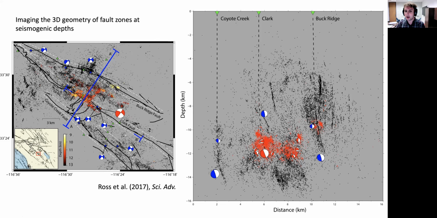And so it looks like the whole system undergoes some kind of major transition from near vertical in the upper 8 kilometers or so to about 70-degree dip below that. And this is consistent exactly with the focal mechanisms that we have here that are also dipping around 70 degrees at those depths. But you might say, okay, well, so what?